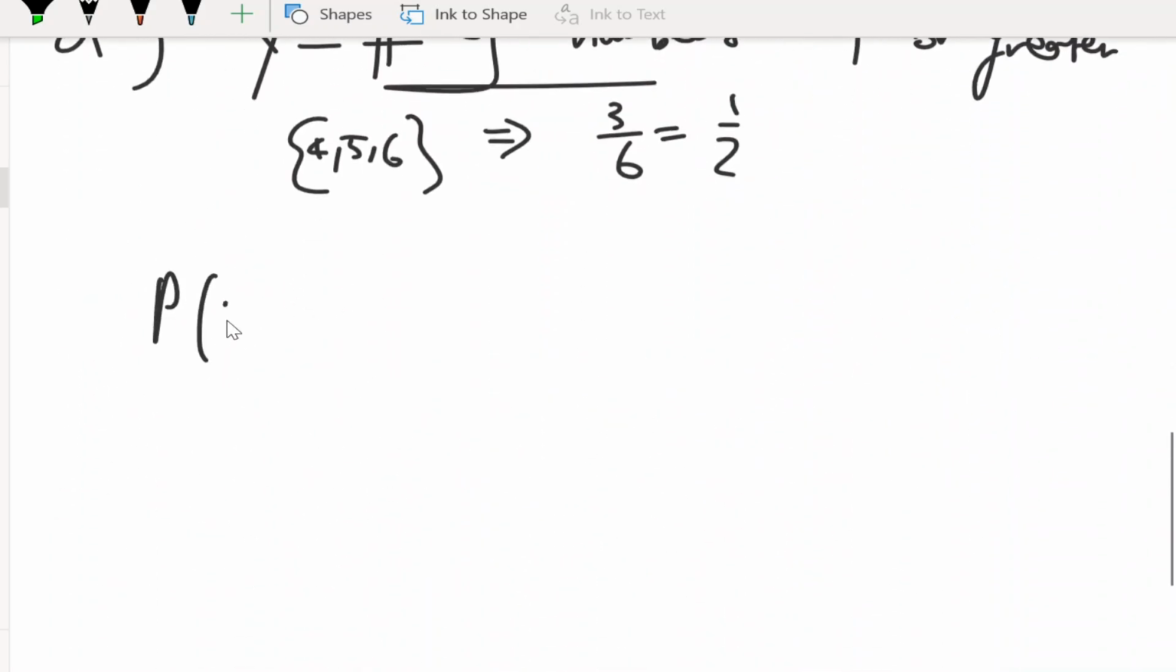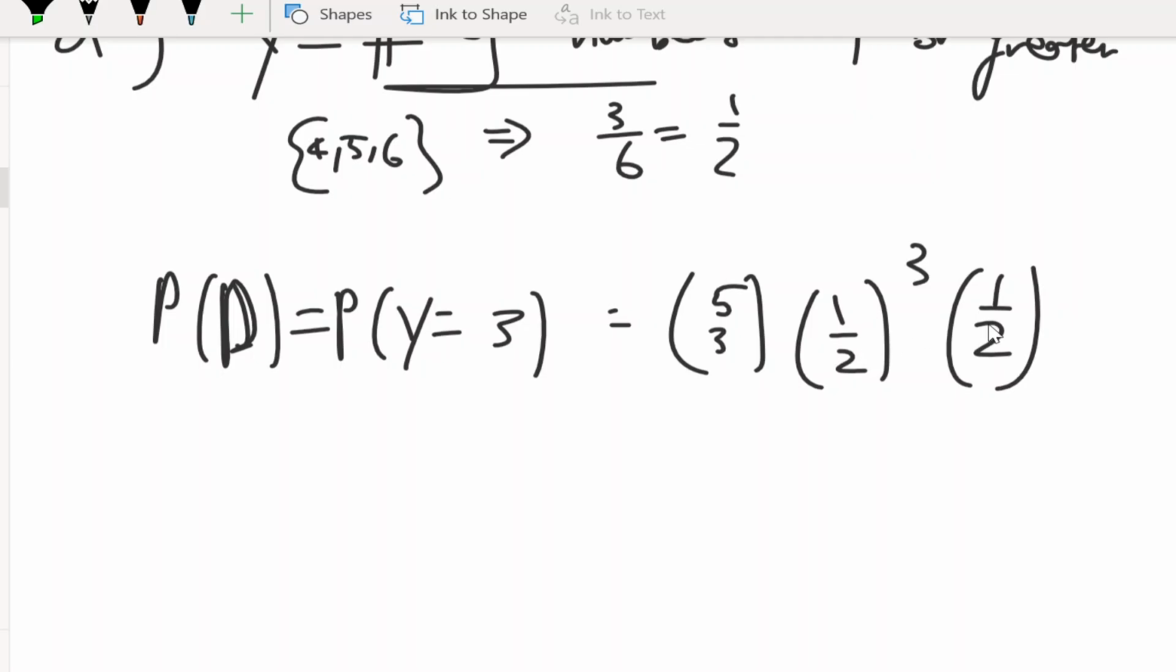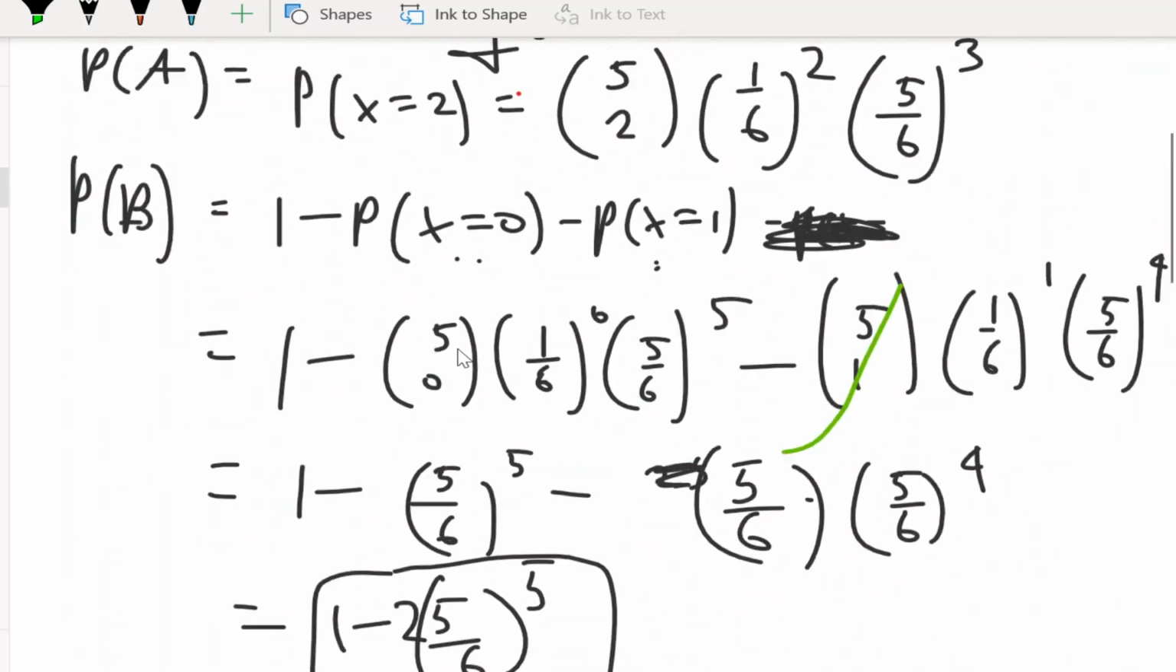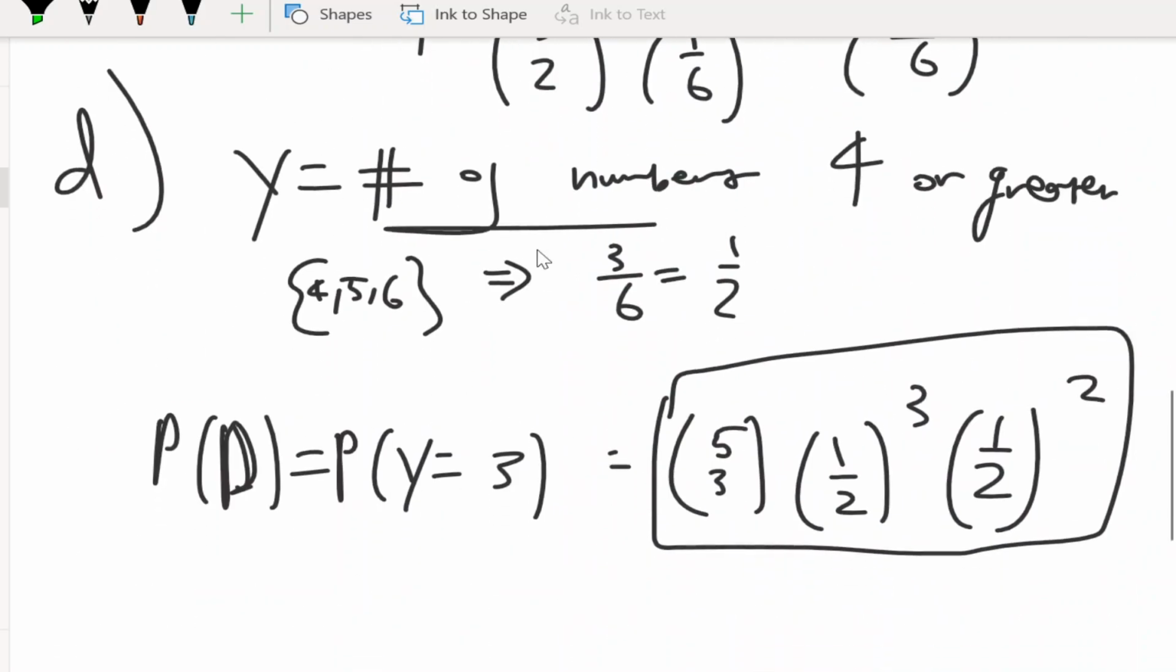Okay, so exactly 3 dice show 4 or greater. P of D is equal to P of Y equals 3, which is just equal to 5 choose 3, times half, the probability of success, which we want to happen 3 times, then half, the complement of half, to the second power, and we know that will be 2 failures. And that's legit our answer. Coolio.